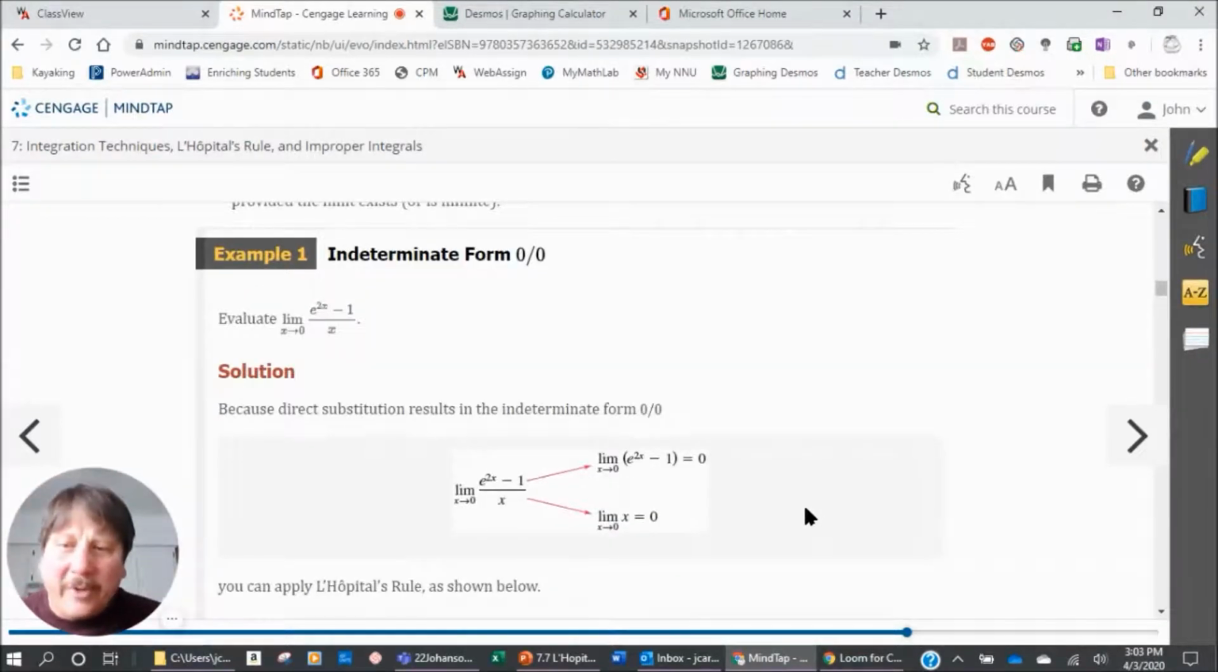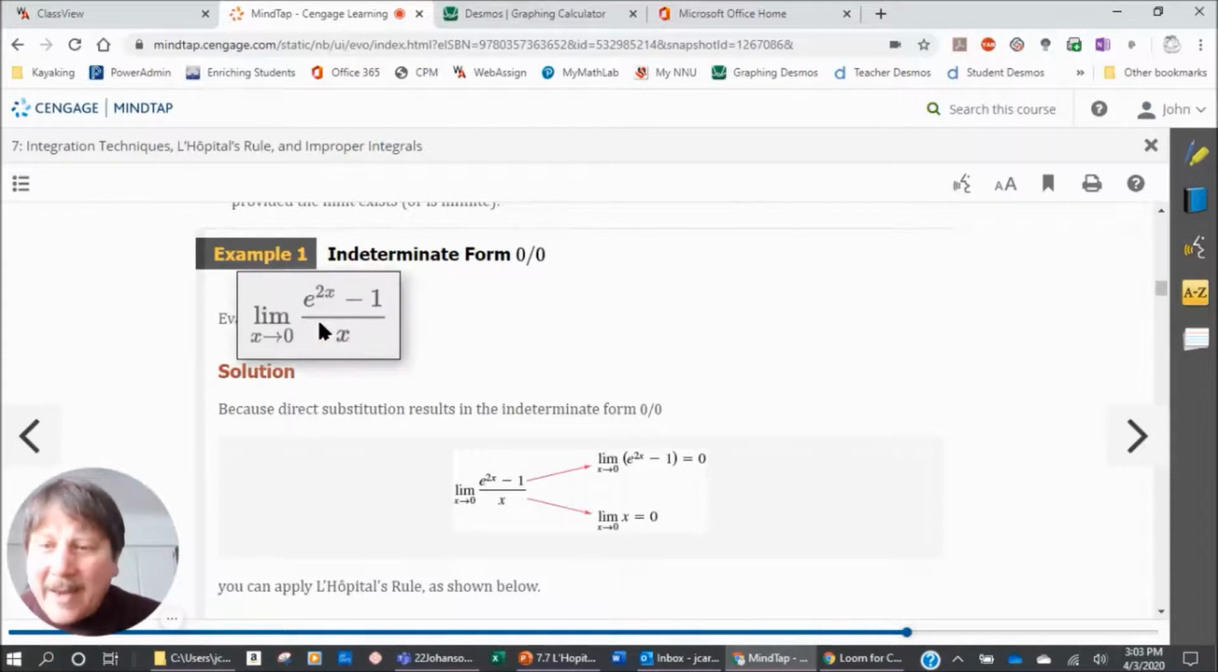So I did want to go through this real quick. It's pretty straightforward. Here we are. The first thing you have to do is check that you can use L'Hopital's rule, because it has to be of this form. So you have to think.